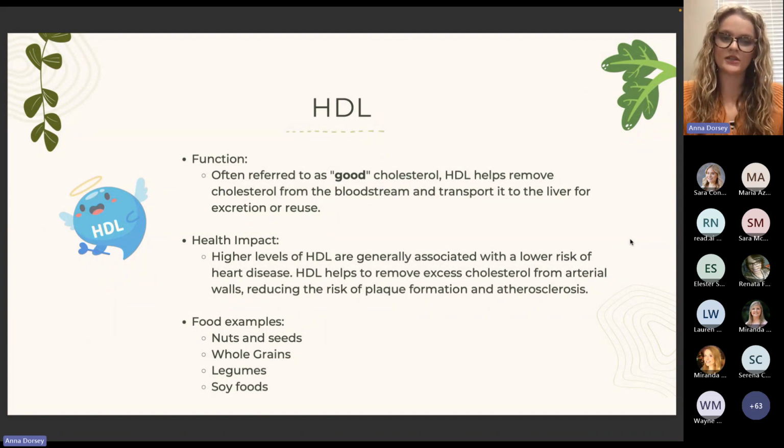Some good examples of how to incorporate HDL into your diet are food sources such as nuts and seeds, whole grains, beans or legumes, and soy foods. And again, we can see all of those are things that the Flexitarian diet really encourages and supports a high intake of.